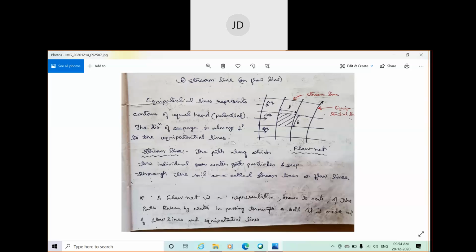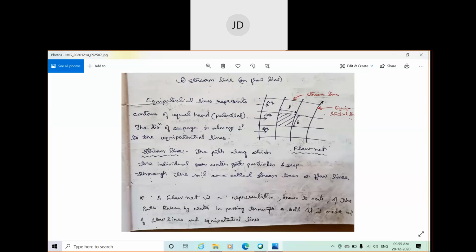And what is an equipotential line? Equipotential lines represent contours of equal head or equal potential. The direction of seepage is always perpendicular to the equipotential line. That means if the flow is in this direction, the equipotential line must be perpendicular to the flow direction, and the streamlines are always parallel to the flow direction. This is the very basic difference.